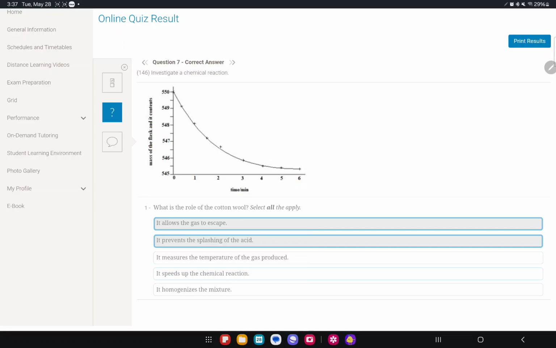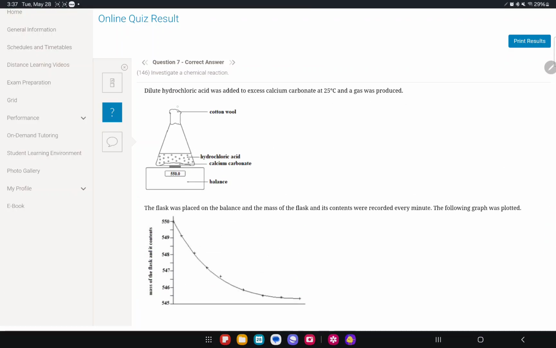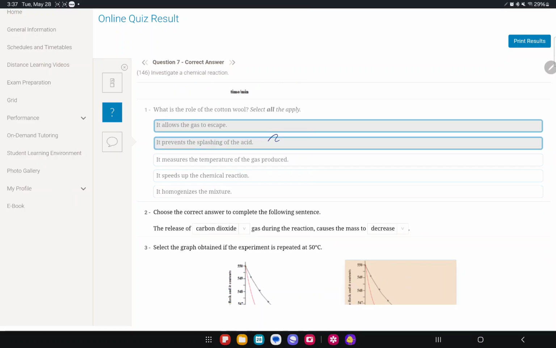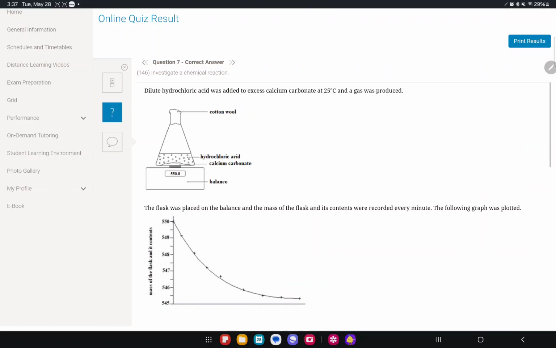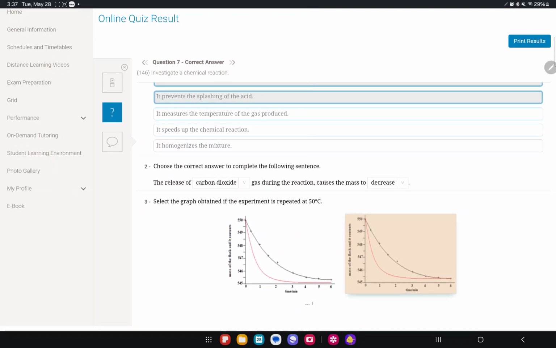What is the role of the cotton wool? It allows the carbon dioxide to escape. Because cotton isn't fully solid, there are some openings through it. It allows the carbon dioxide to escape while still keeping the reactants inside. It also prevents the splashing of the acid. It blocks the acid from splashing out, but it lets the gas go out. And here it's the release of carbon dioxide gas. That's why the mass decreases.